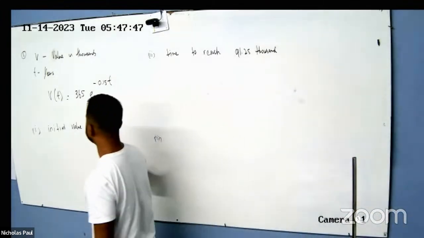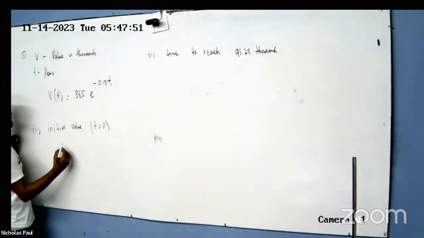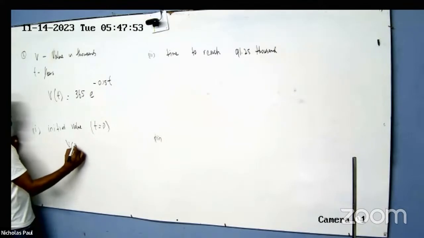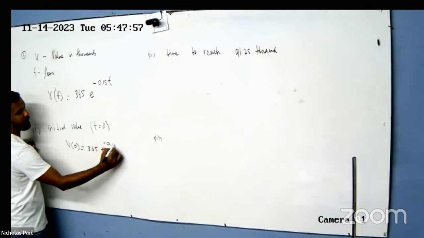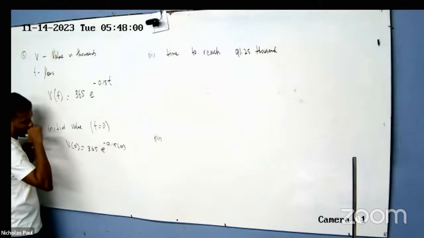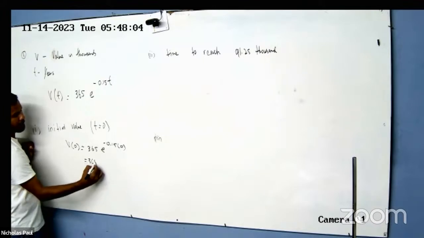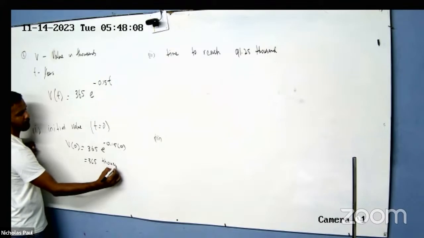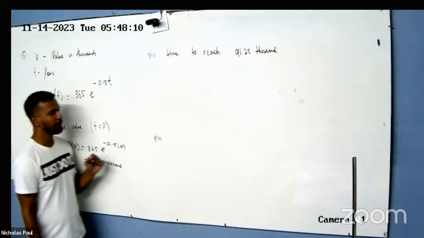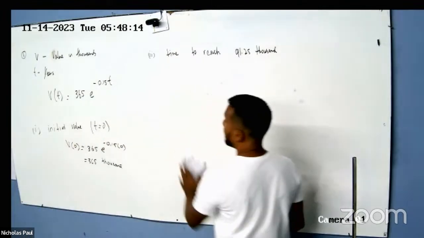All right, so when t is 0, you'll get V of 0 to be 365 by e to the minus 1.5 by 0. And e to the power 0 is 1. So you'll get 365,000, right? Up here.